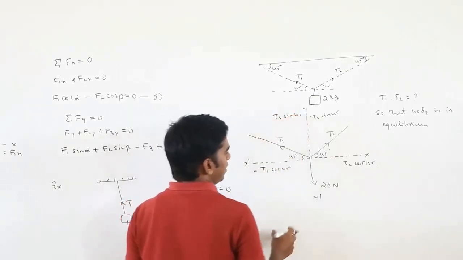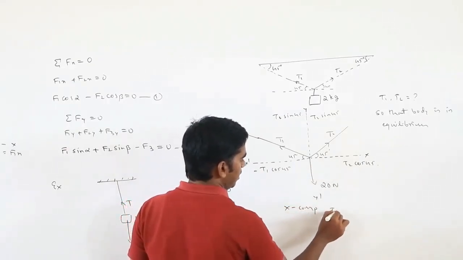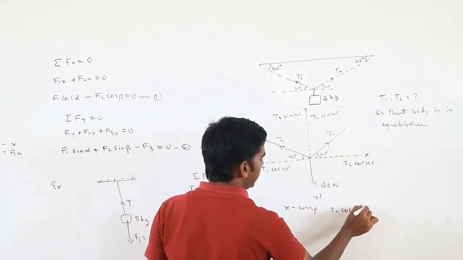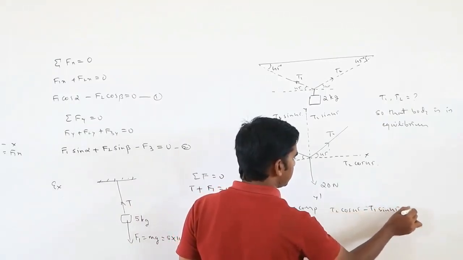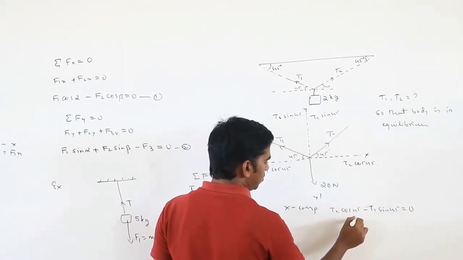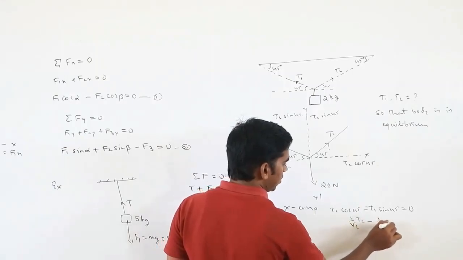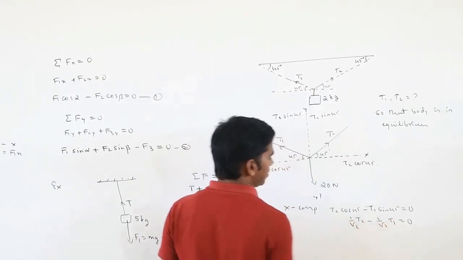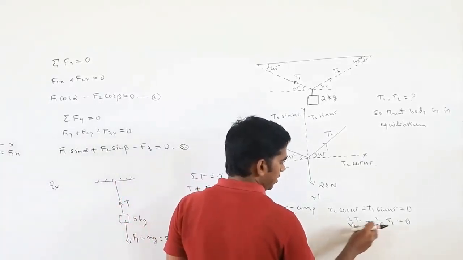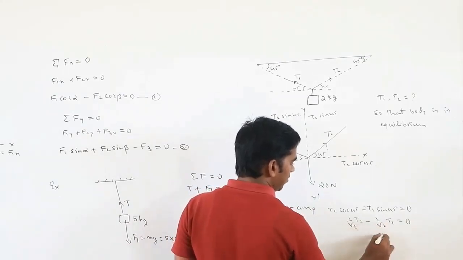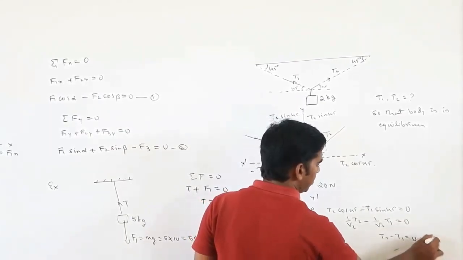Okay, so add them. Along the x components, what will it become? t2 cos 45 minus t1 sin 45 equals 0. So cos 45 is 1 by root 2, so this becomes t2 by root 2 minus t1 by root 2 equals 0. Sin 45 and cos 45 are both 1 by root 2, so root 2 will go to the other side. It finally becomes t2 minus t1 equals 0. So you got one equation, that is t2 minus t1 equals 0.